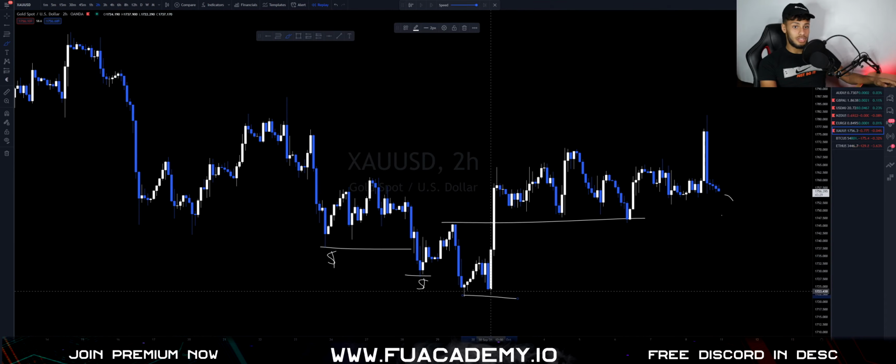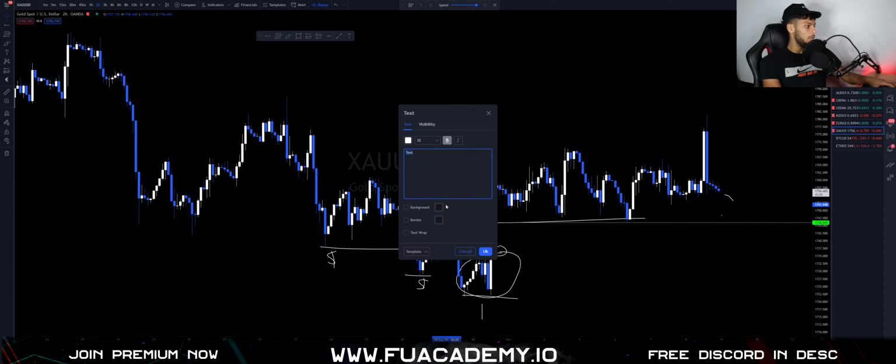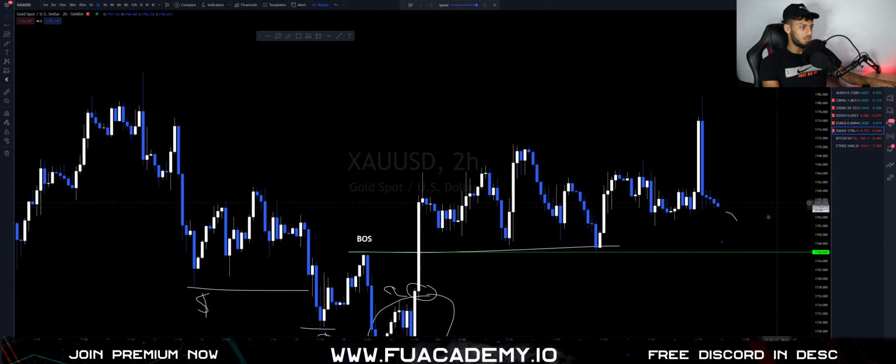That's confirmation number one that we potentially could get a trend reversal to the upside. Confirmation number one has appeared. Confirmation number two is in the micro trend that we had right here, we got a break of structure. So that's confirmation number two. And then on the 2 hour time frame, the lower high got broken. So for me right here, this level becomes our BOS, break of structure.